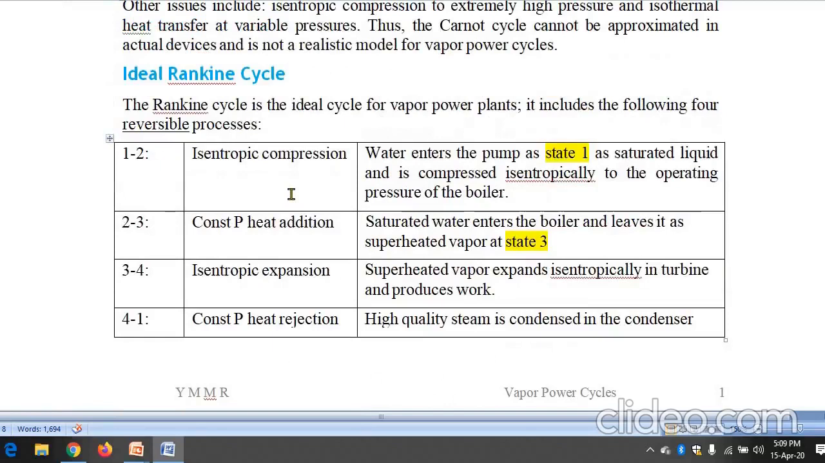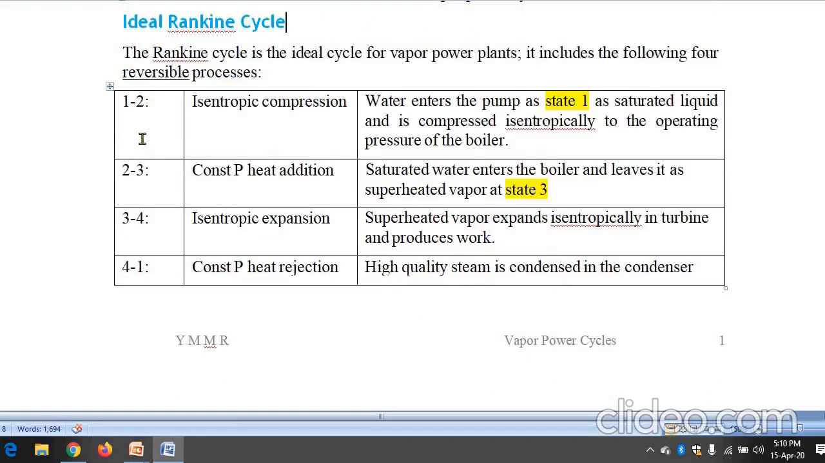So basically the Rankine cycle consists of 4 processes, similar to the Carnot cycle. Here isothermal processes are replaced by constant pressure processes. So the difference between the Carnot cycle and the Rankine cycle is that in the Rankine cycle the isothermal processes are replaced by constant pressure processes.